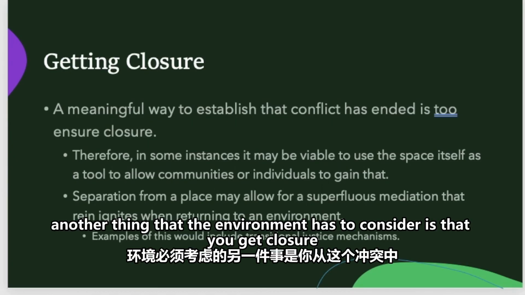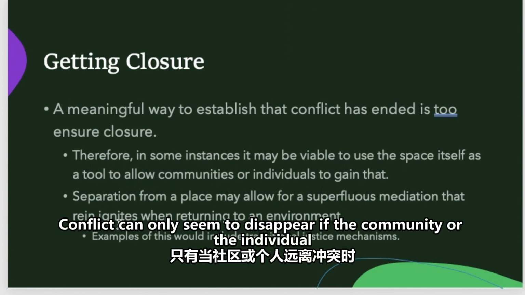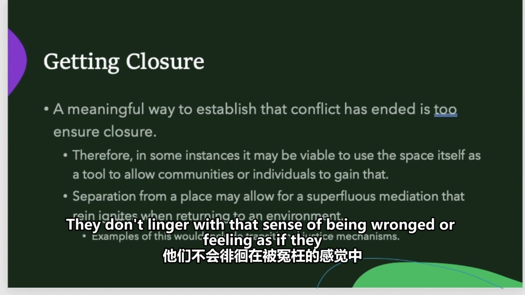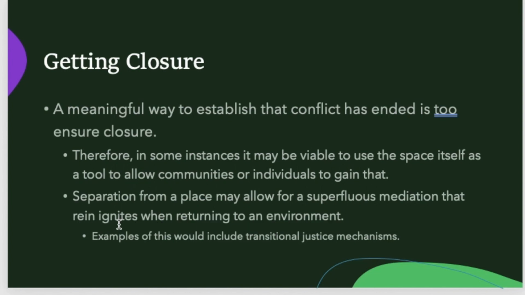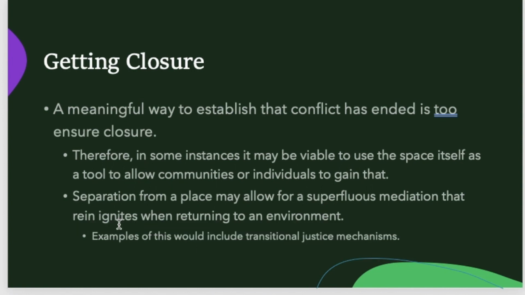And finally, another thing that the environment has to consider is that you get closure from this conflict. Conflict can only seem to disappear if the community or the individual moves away from it. They don't linger with that sense of being wronged or feeling as if they have some sort of anger towards an individual. That's not mediation. So it's in a meaningful way to establish the conflict has ended. You have to ensure this closure.